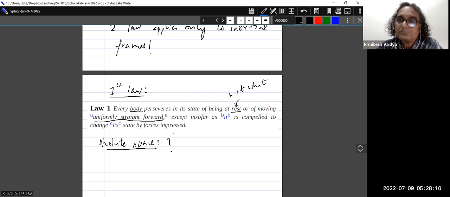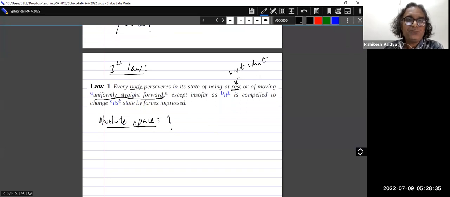And that observer is called the inertial observer. Okay. So it's clear that an observation made in an accelerating bus is not in an inertial frame, and that's why the first law is not applicable, and the second law is not applicable to it. One has to find a way to apply the second law to non-inertial reference systems.